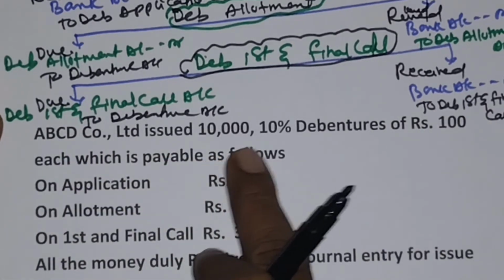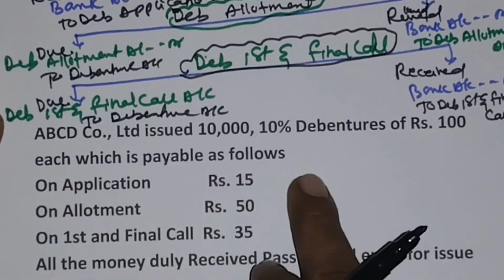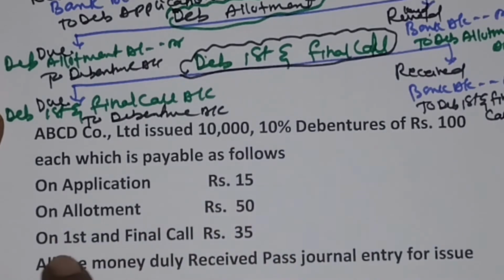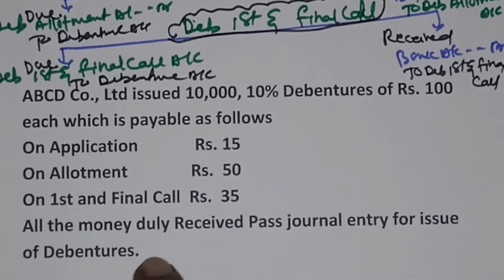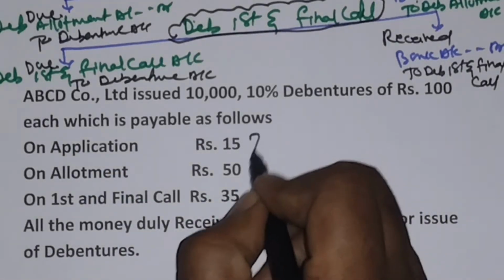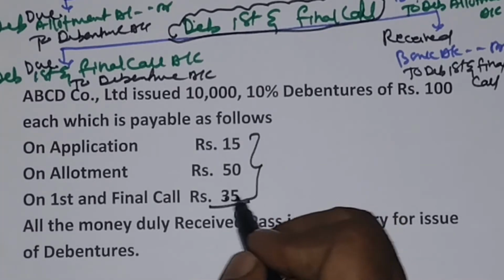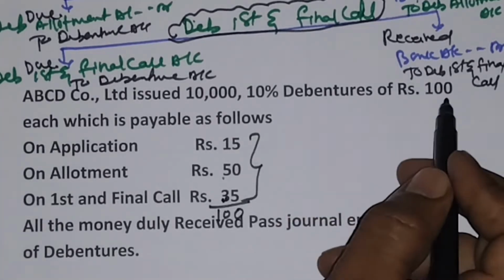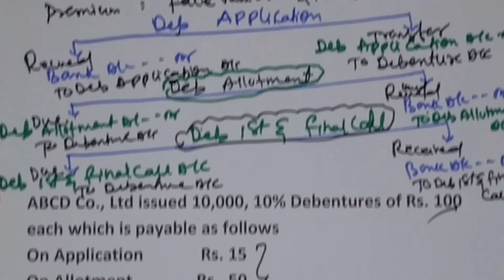ABCD Company Limited issued 10,000, 10% debentures of rupees 100 each, which is payable as follows: on application rupees 15, on allotment rupees 50, on first and final call rupees 35. All the money was duly received. Pass journal entries for the issue of debenture. So 3 installments are given. 15 plus 50 plus 35 is 100 rupees. The issue price is 100 rupees and collected from the public is also 100 rupees. Therefore 6 journal entries will appear.